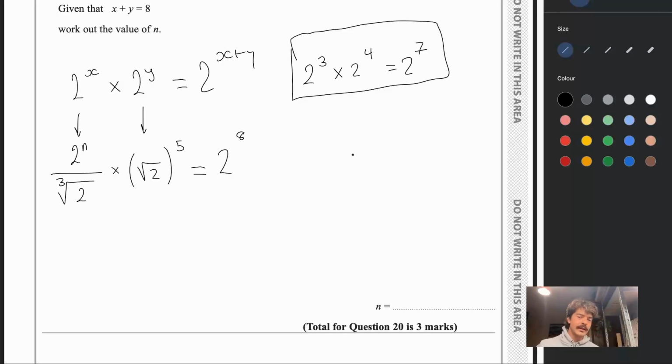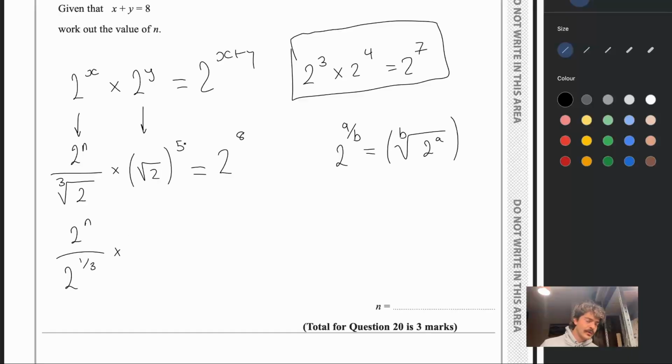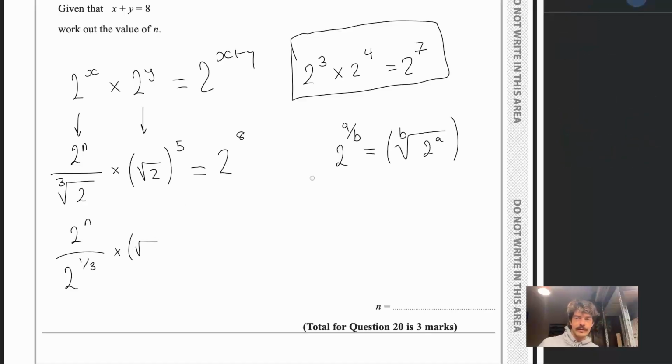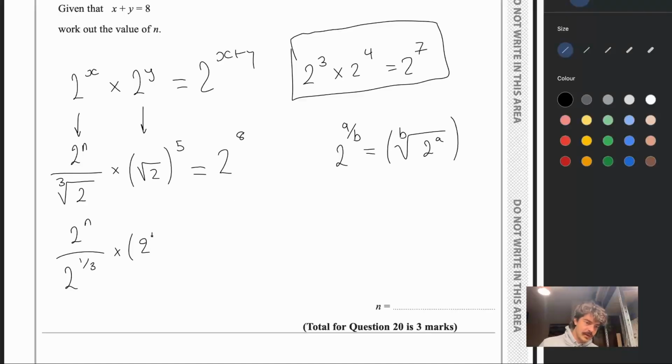Now I just start applying a little bit of logic here and going, well, 2 to the power of a over b is exactly the same as the bth root of 2 to the a. Okay, let's try and get everything into that form. So we have 2 to the n, and we've now got this over 2 to the power of 1/3. And over here, we've got root 2, all to the power of 5. So this actually becomes, not a square root there, it would be 2 to the half, all to the power of 5.